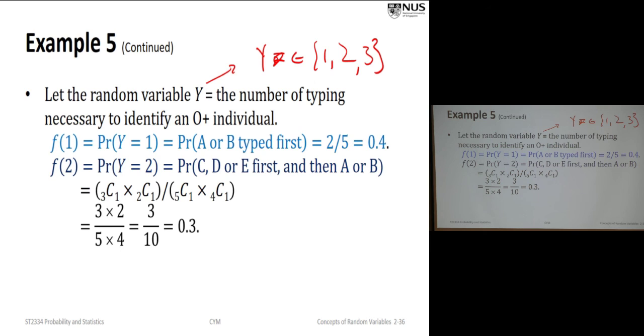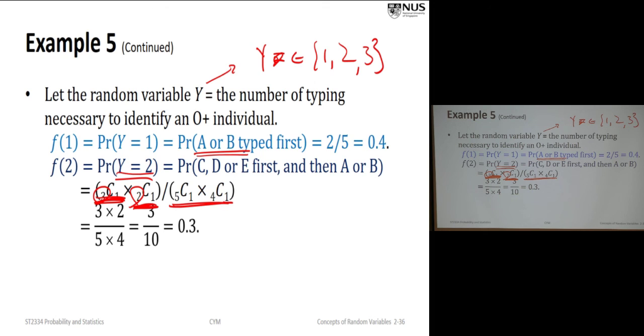Okay. Now, let's start with Y equal 1. It means that you already got one of them, A, B, all right? A or B. So the chance is 0.4. Then Y equal to 2, which means that you have to select C, D, E in the first one. And then after that, you select A or B. Now here I use the counting method. So select 1 out of the 3 times select 1 out of the 2. This 2 represents A, B, this 3 represents C, D, E. So this is a possible way of getting them.